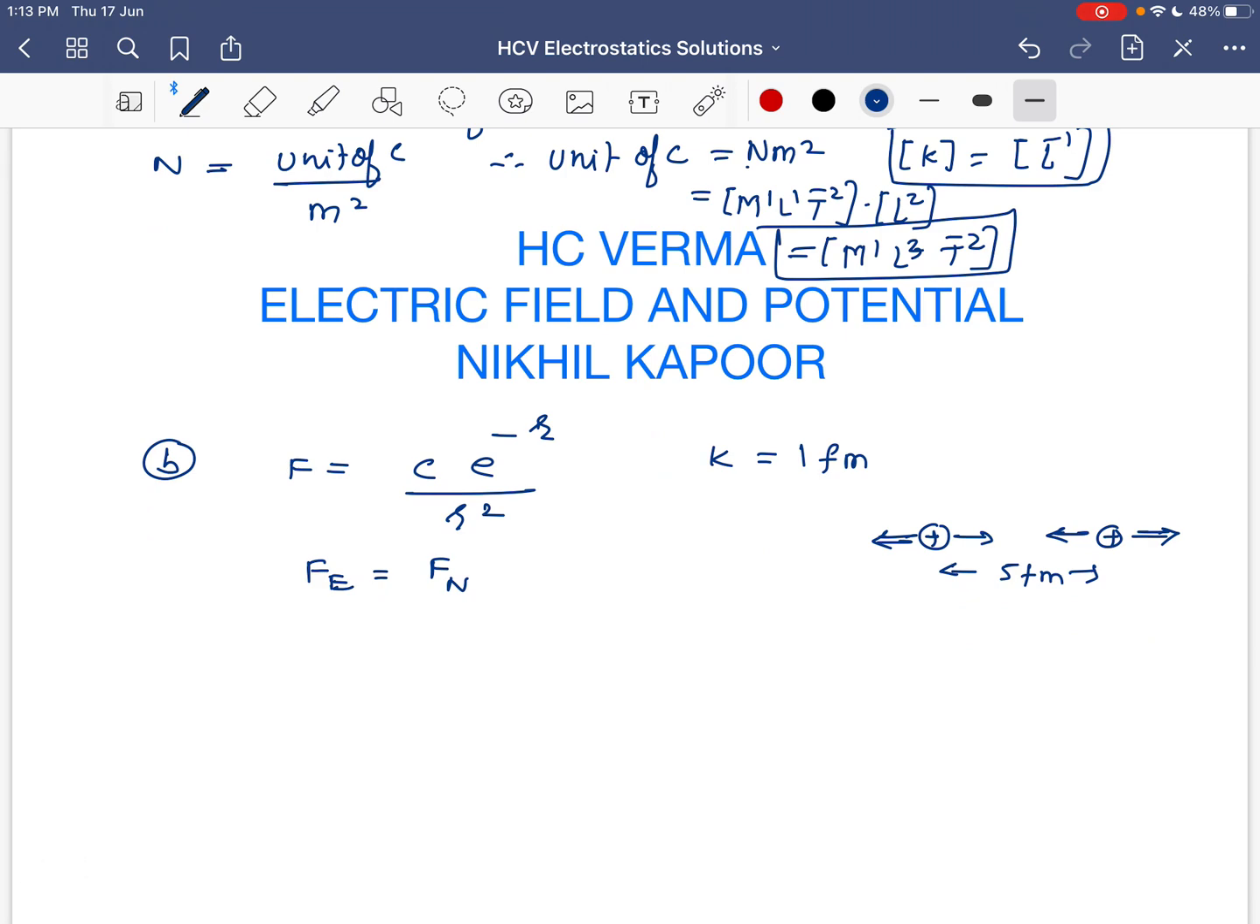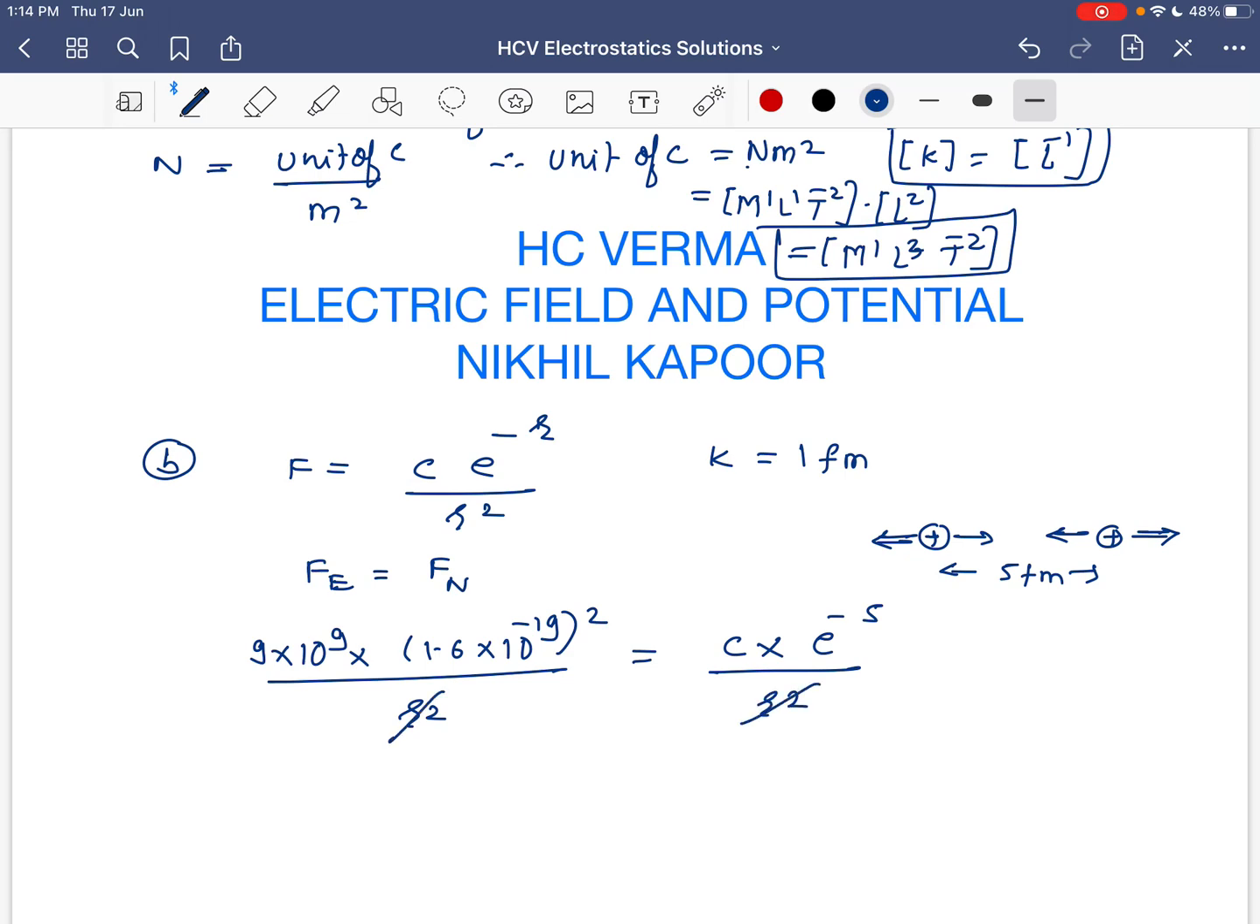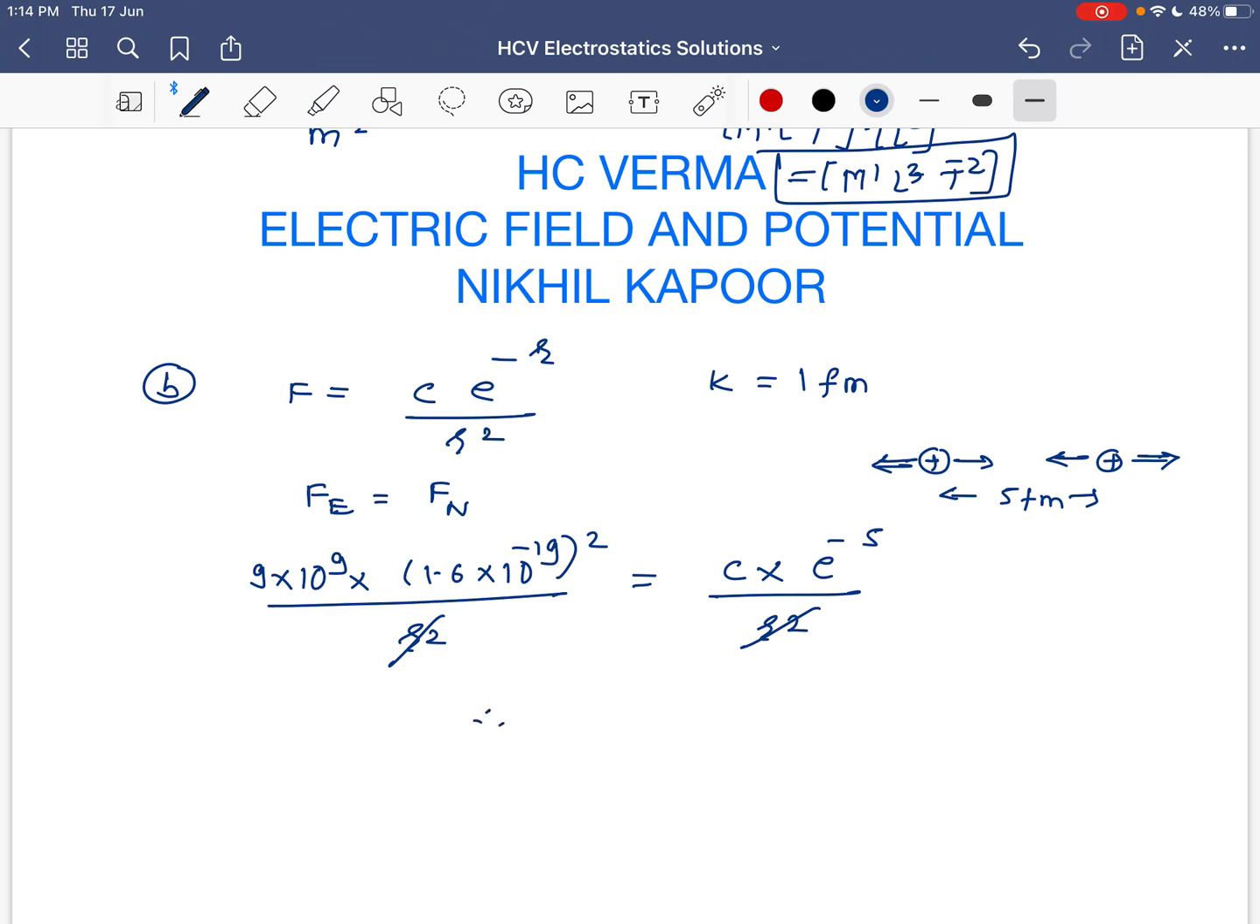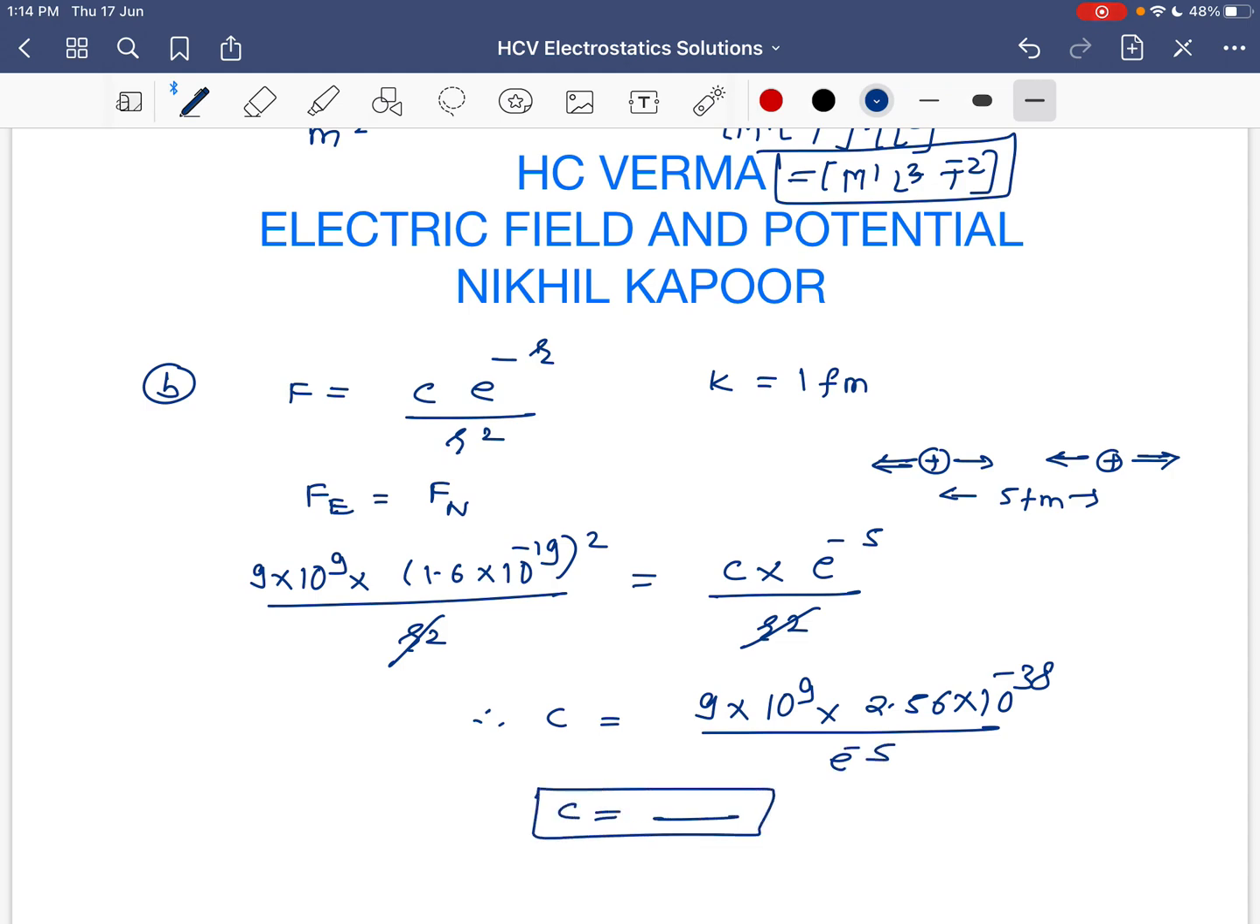Okay. Now electrostatic force is given by 9 into 10 to the power 9 into (1.6 into 10 raised to minus 19) whole square divided by distance square, which is equal to C into e raised to minus 5 Fermi upon distance square. No need to convert because k is also in 1 Fermi, so the Fermi will get cancelled out. As distance square from both the sides will get cancelled out, you can easily calculate the value of C. 9 into 10 to the power 9 into 2.56 into 10 to the power minus 38 divided by e raised to minus 5, so that goes up, and on calculating you can get the value of C very easily. Thank you.